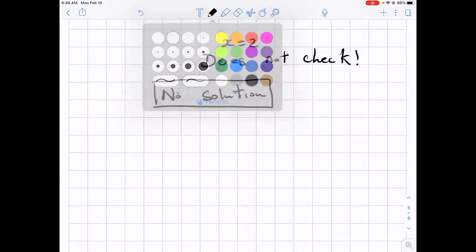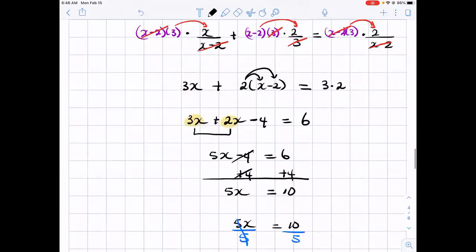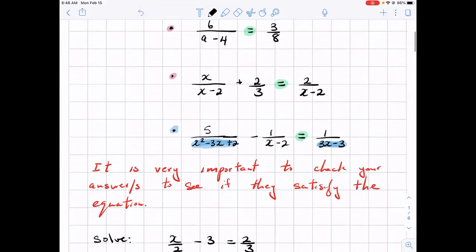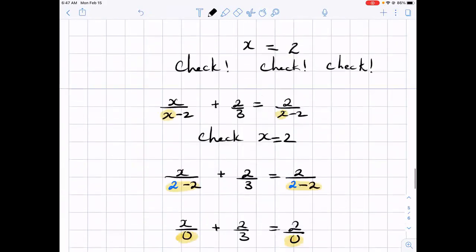So let's look at the other problem. We're now looking at the last problem I wrote. Here we have 5 over x squared minus 3x plus 2, minus 1 over x minus 2, and that is equal to 1 over 3x minus 3. So let's solve that problem.